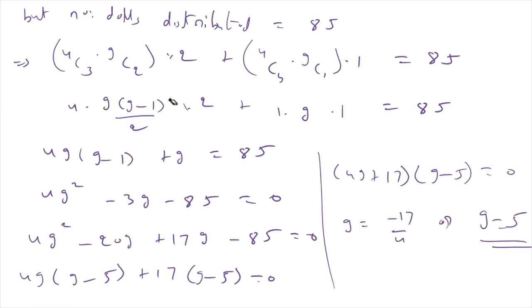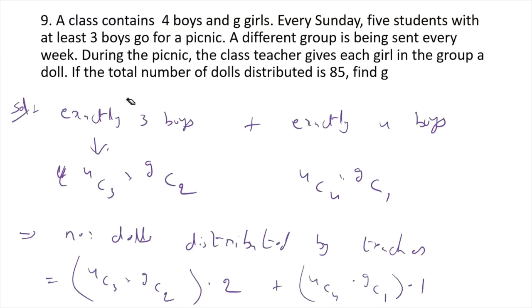So all that you have to do in this question is you should be in a position to write down this equation. At least 3 boys should be there in the picnic, means there can be exactly 3 boys or exactly 4 boys. So with exactly 3 boys, these many groups we can have. With exactly 4 boys, these many groups we can have. So the number of dolls that he has distributed is equal to, if this group goes, he has to distribute 2 dolls. If this group goes, he has to distribute 1 doll. So the number of dolls is equal to 4 choose 3 times G choose 2 times 2 plus 4 choose 4 times G choose 1 times 1.